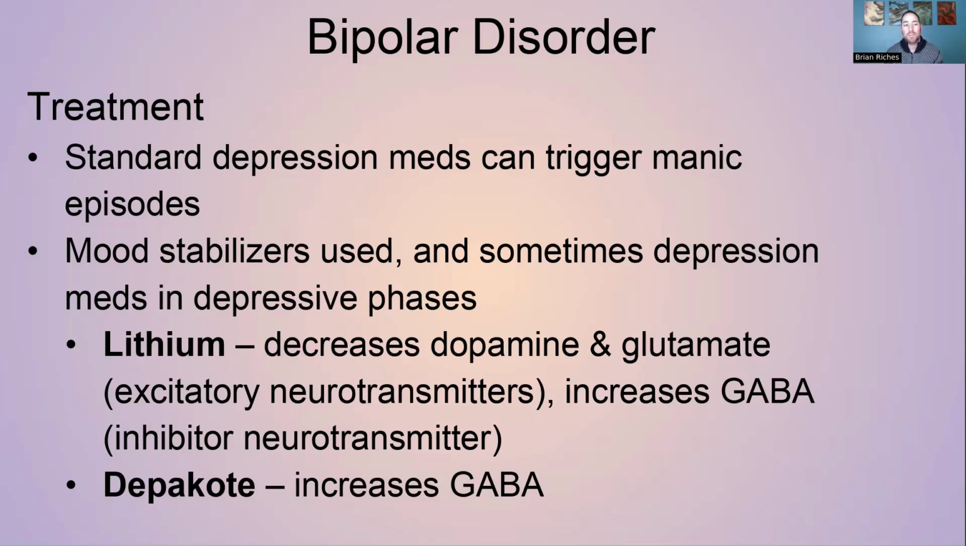So oftentimes mood stabilizers are used. Lithium and Depakote are two examples of that. Both of these are trying to increase GABA, which is an inhibitory neurotransmitter. It helps other neurons say, like, calm down, don't do as much activation. So both of them do that. But lithium, as well as that, also decreases dopamine and glutamate. And those are excitatory neurotransmitters, so telling next neurons in the path to do a thing, activate. So increasing GABA does seem to help.